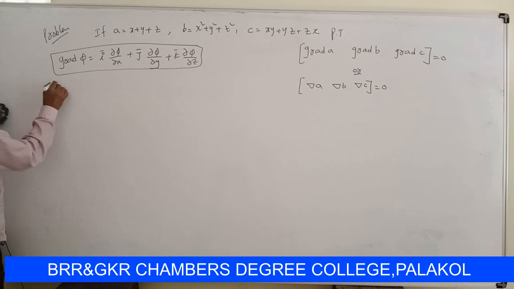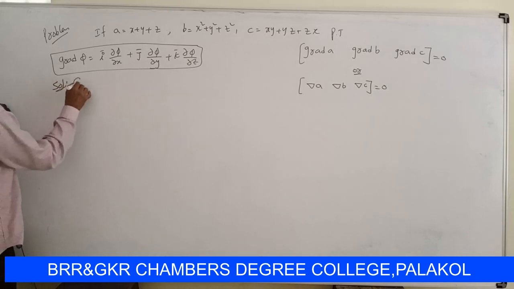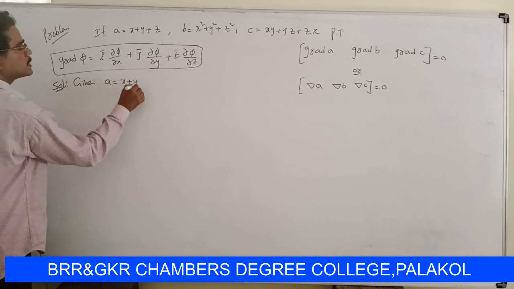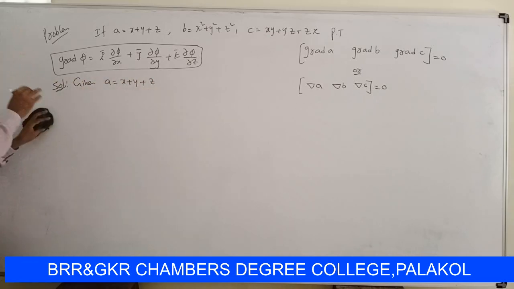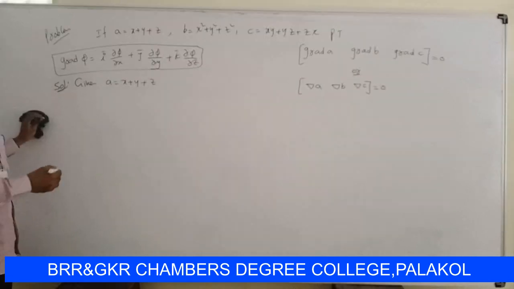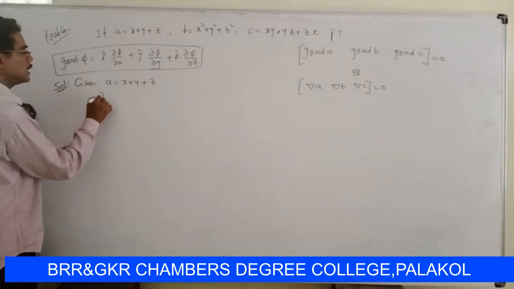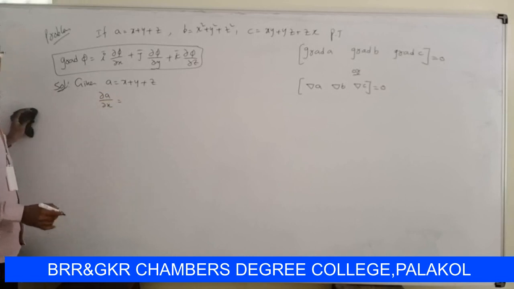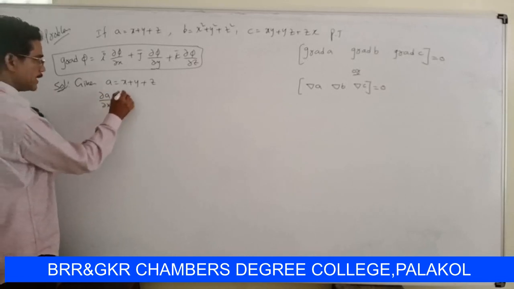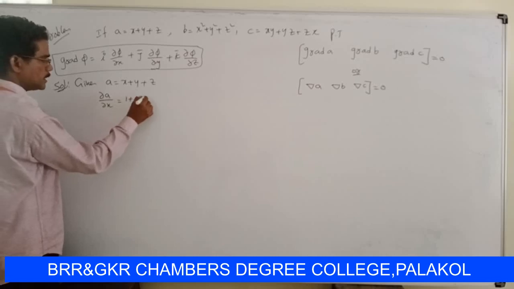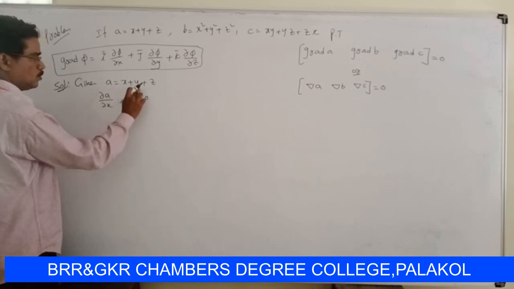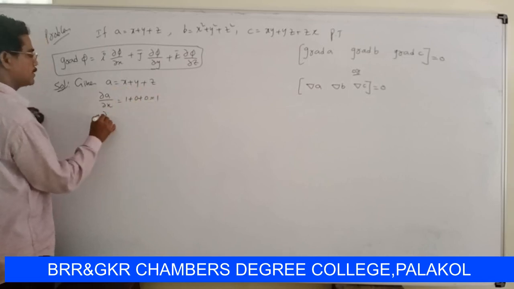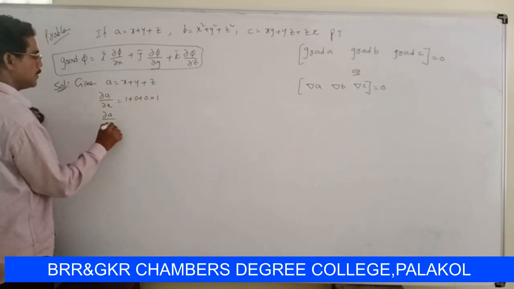So first, given a equal to x plus y plus z. Here first of all calculate dou a by dou x, with respect to x. 1 plus 0 plus 0. Here x means 1, y and z are constants and 0. Finally it is 1. Next, dou a by dou y.